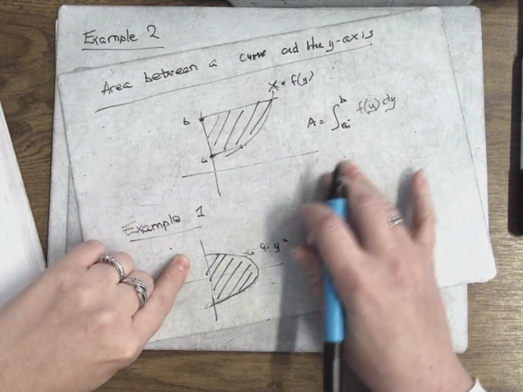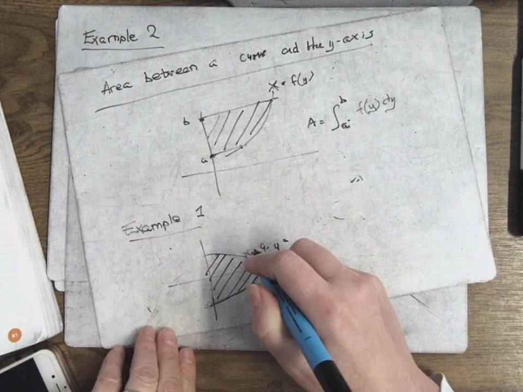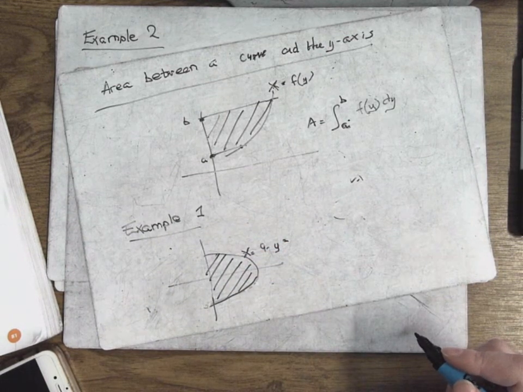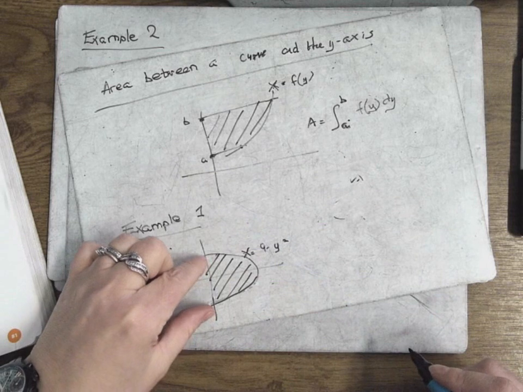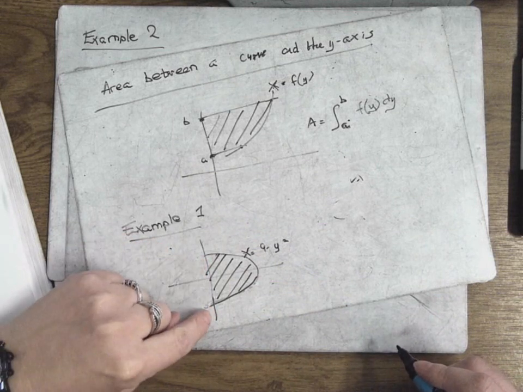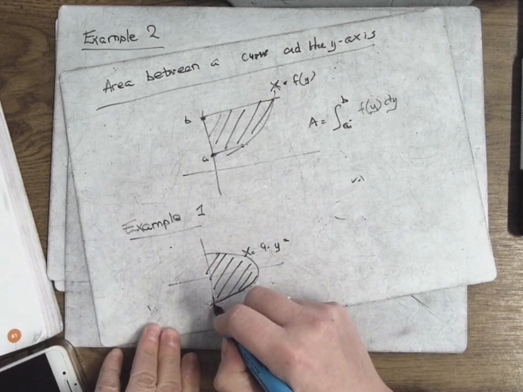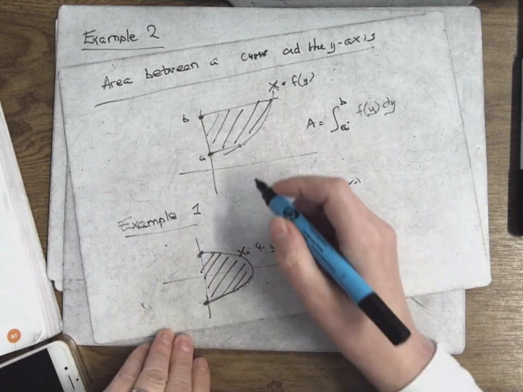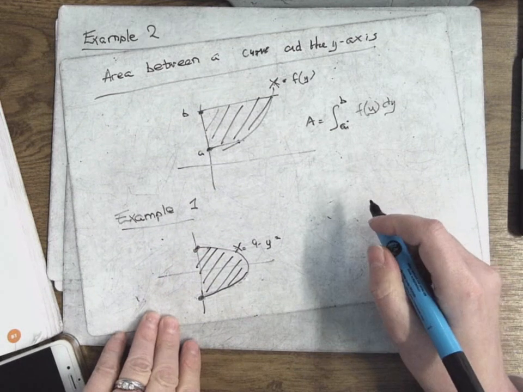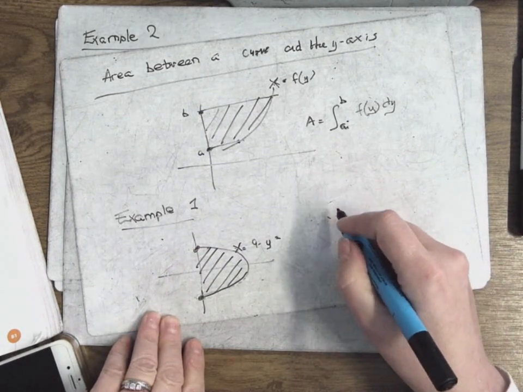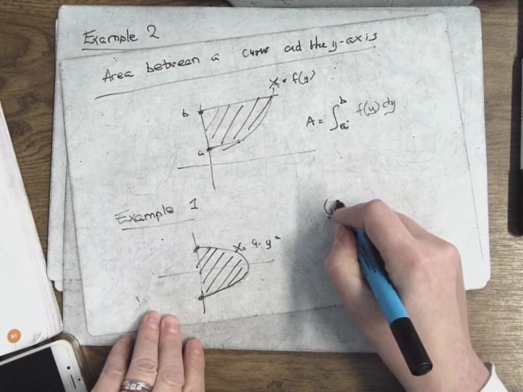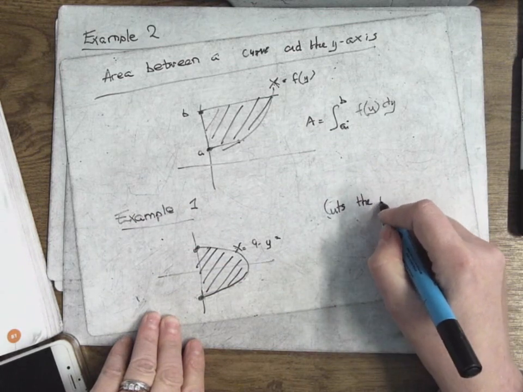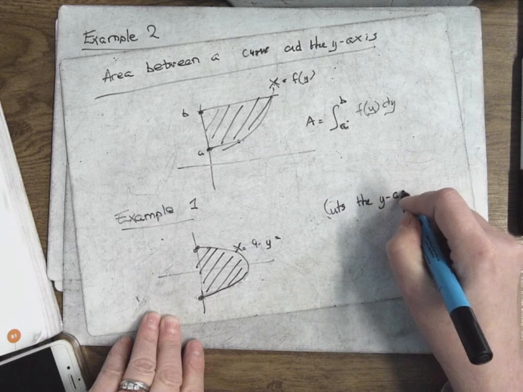Now, in example 1, they said find this area, and they've told me the curve is x equals 9 minus y squared. But they haven't told me these points, this is my A and this is B. So I need to find these before I start. Can someone tell me how to find those? We basically want to find where the curve cuts the y-axis.